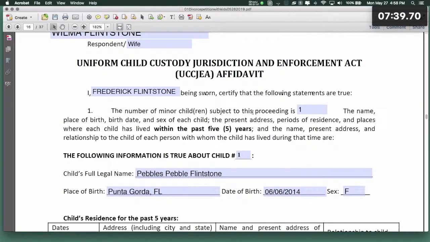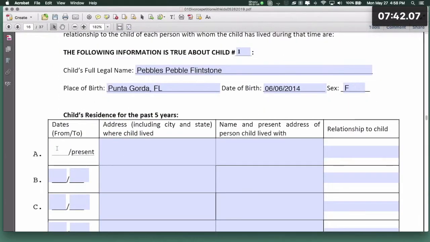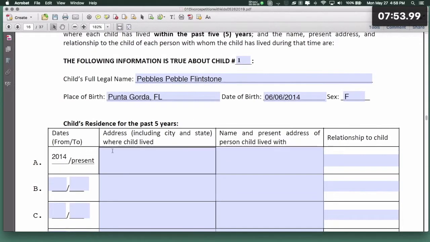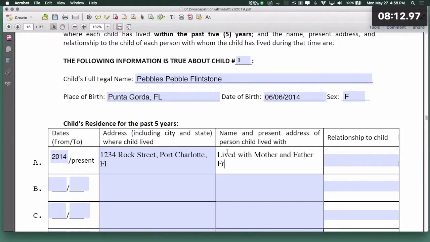There's the UCCJEA. All right, where has the child lived for the last 5 years? Let's just say from, I don't know, 2015, 2014 to the present, birth to present. What address did we have? We had Rock Street. It was in Port Charlotte, I think, Florida, and lived with mother and father, Fred and Wilma.